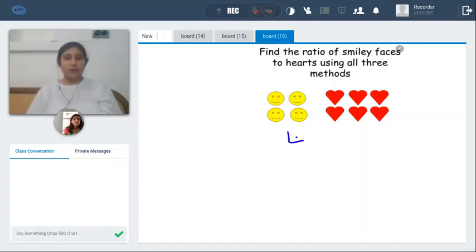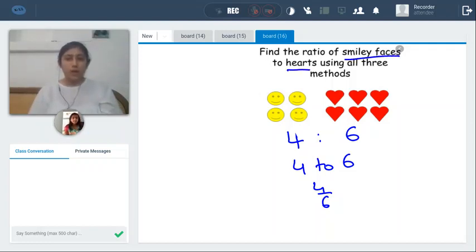Now we have 4 smiley faces and we have 6 hearts. Now there are 3 possible ways that we can write it. We can write it either by putting a colon and we call it 4 ratio 6, or 4 to 6, or 4 by 6, right? Now, because they have asked to find the ratio of smiley faces to hearts, they have written smiley faces first. So we are going to place the number of smiley faces first everywhere, even in the numerator.